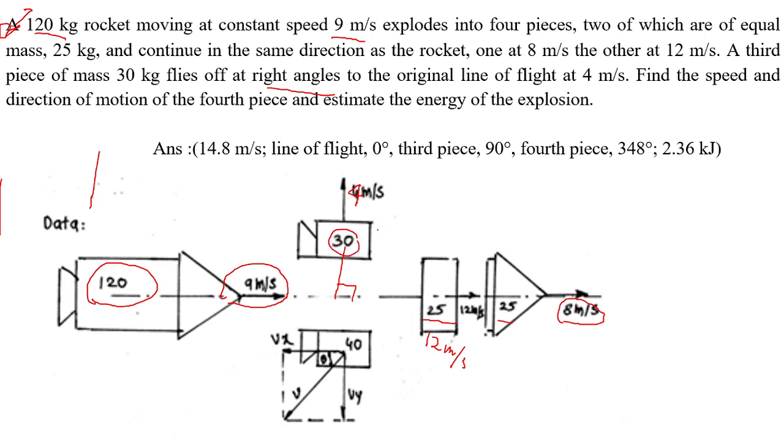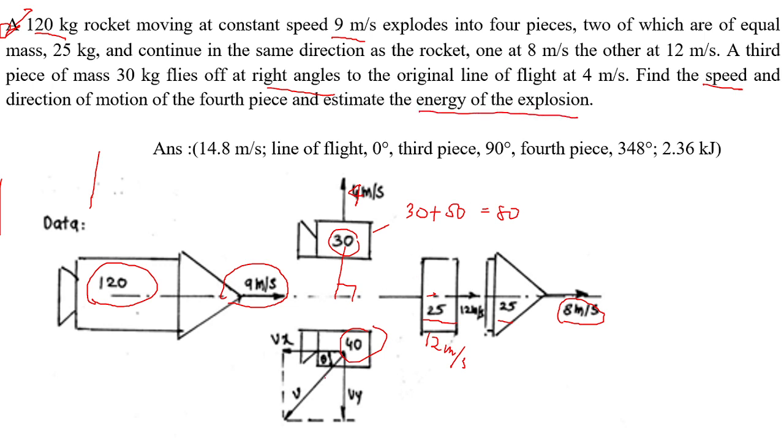So if you see here, this one is 30, and then you have your 25 and 25 is 50, so that is 80, right? So meaning a total of 120, therefore the fourth piece is equal to 40. You have 40 and 80 becomes 120. So the question is to compute the speed and the direction of this fourth piece, and estimate the energy of explosion.